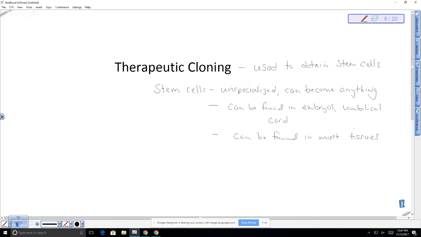Okay, so can we create stem cells is the question. Creation of stem cells that are unique to you.